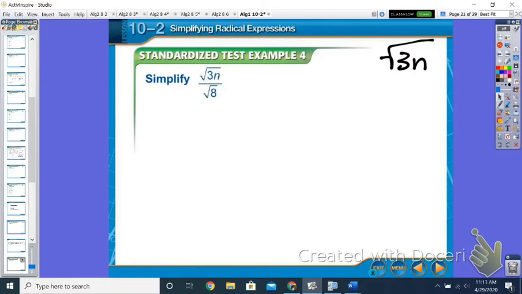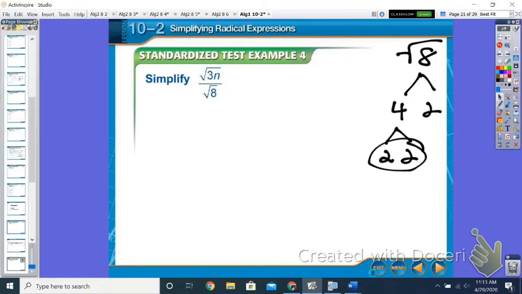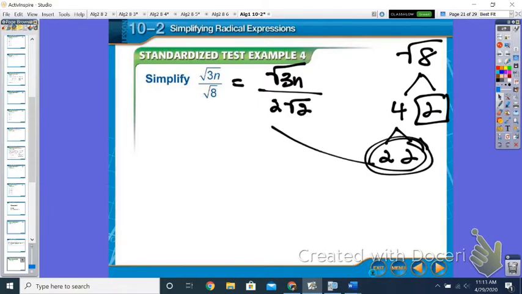Now if I think about the square root of 8, square root of 8 is 4 times 2. 4 is 2 times 2, so we have a pair, and then we have the 1 by itself. So this would be my first step. I would say that this is the square root of 3n, because that didn't change, over 2 square root 2, right? That 2 went on the outside, and this 2 went on the inside. So that was from yesterday's lesson. Okay, so good. That's more simplified than it was initially.